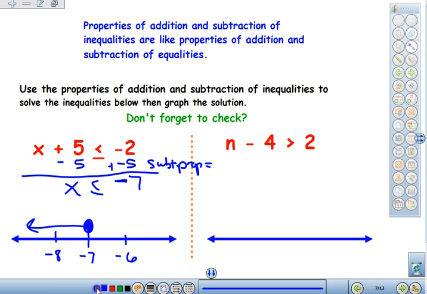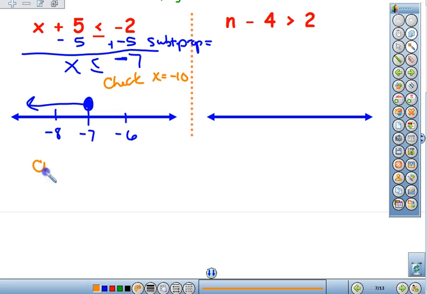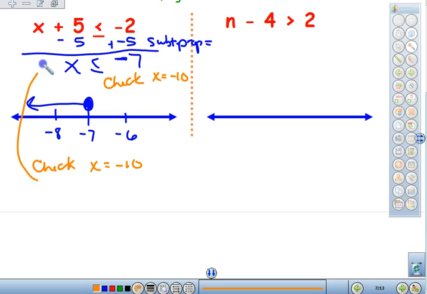When we go to do our check, the key thing to keep in mind is to pick a number that's less than or equal to negative 7. I'm going to pick x equals negative 10. I'm going to do the check down below because there's a little more room on your paper. I go back to the original one and put in negative 10 plus 5 is less than or equal to negative 2. I get negative 5 is less than or equal to negative 2, which I know to be a true statement, so it checks.